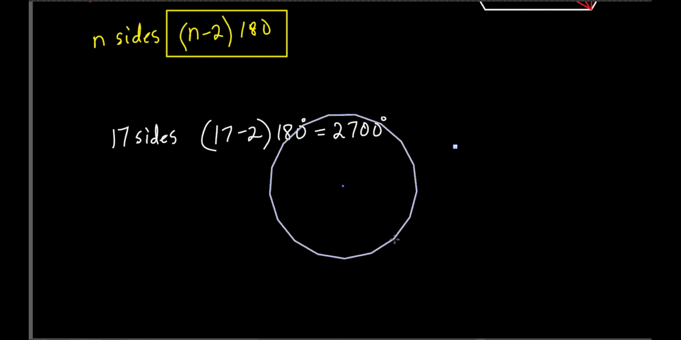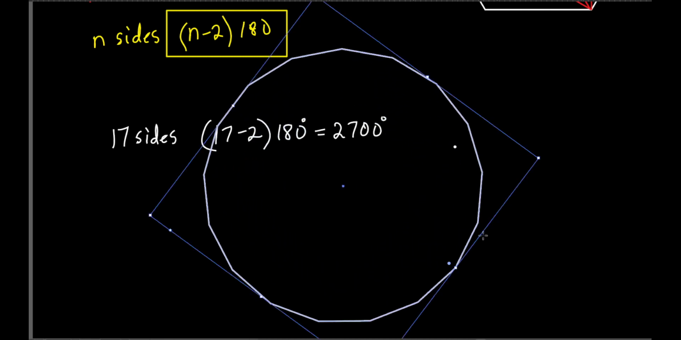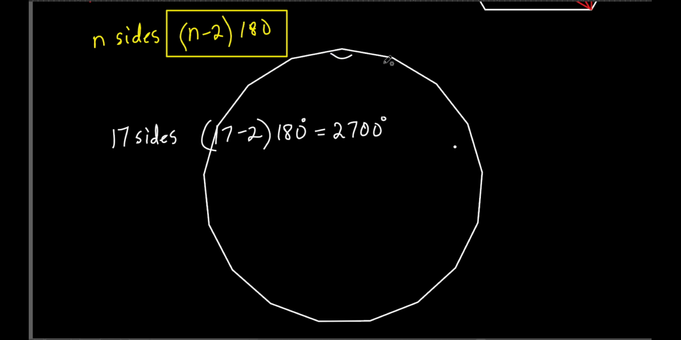There we go. There's 17 sides right there. Everybody see that? All right, if you count them up, there's 17. So what does that mean? What's the 2700? That means it's that angle plus this one plus this one. I'm not going to do that all those times. But if you added up every single one of those angles, guess what you're going to get? 2,700 degrees. All right?